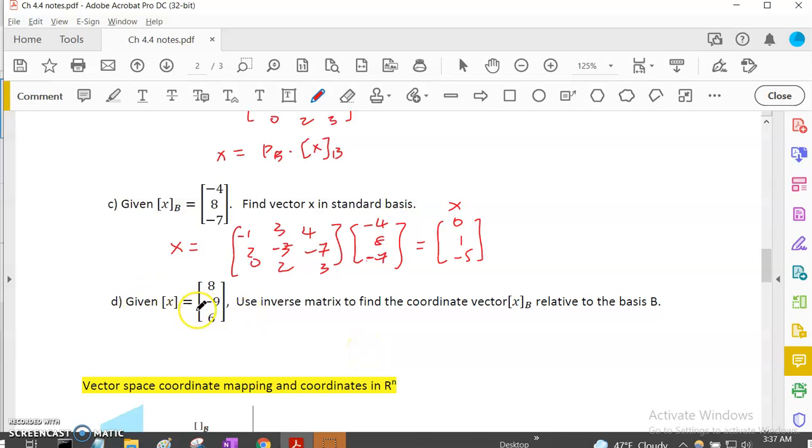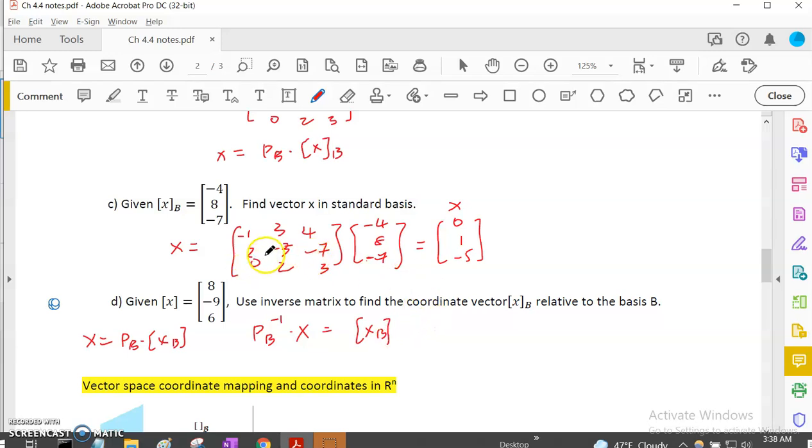Now, if I know x and want to use the inverse matrix to find the coordinates x_B relative to the basis B, we know the formula x equals P_B times x_B. So x_B would be P_B inverse times x. It should be P_B, not BB.